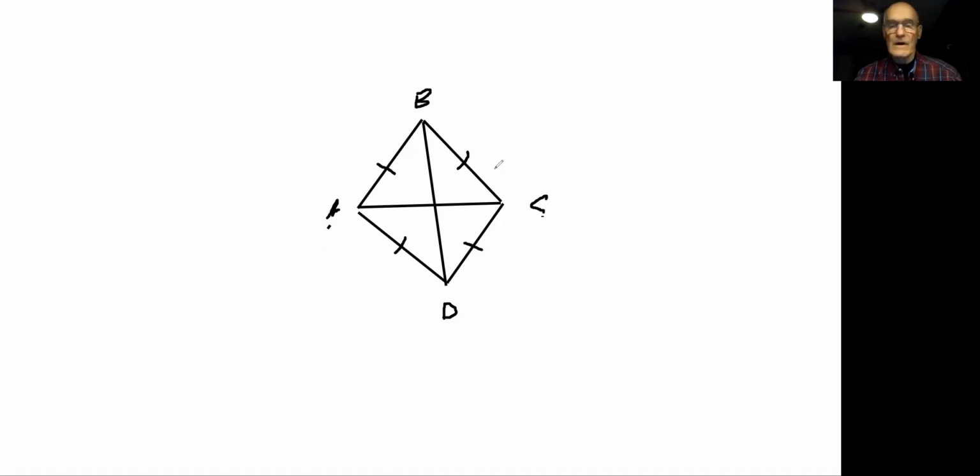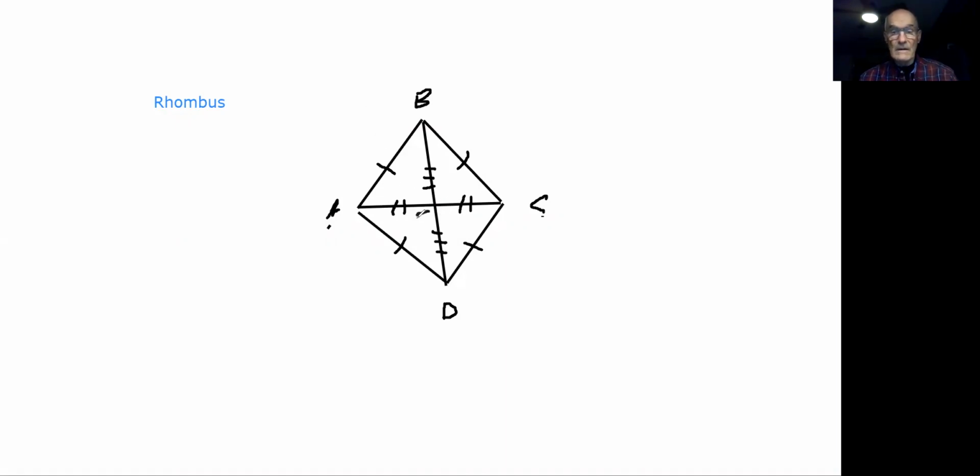Now, if we look at the properties of a rhombus, I'll write this out here so you can see: R-H-O-M-B-U-S. A rhombus is a parallelogram with four congruent sides. You still remember it's a parallelogram, so the diagonals bisect each other. So this part here is equal to this part here.